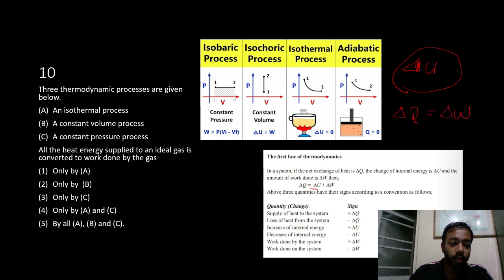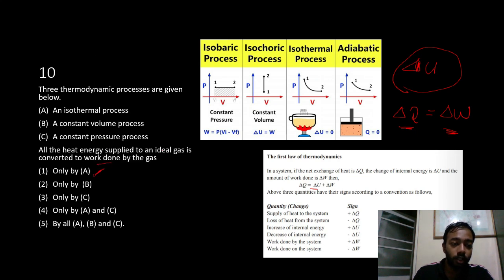Here the question is asking the instance where all the heat energy, so delta Q is the heat energy supplied to an ideal gas, is converted to work done. So delta W is work done. It is during an isothermal process in which all the heat energy supplied to an ideal gas is converted to work done by the gas. So the answer is only A.